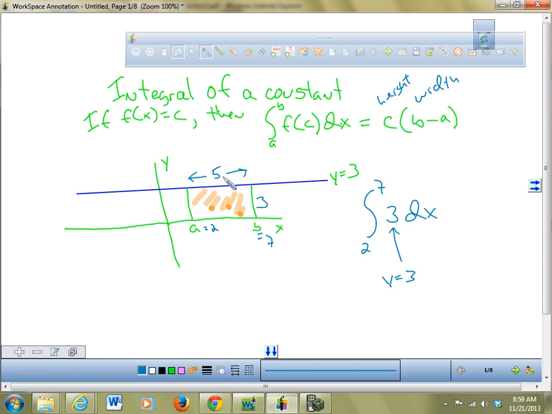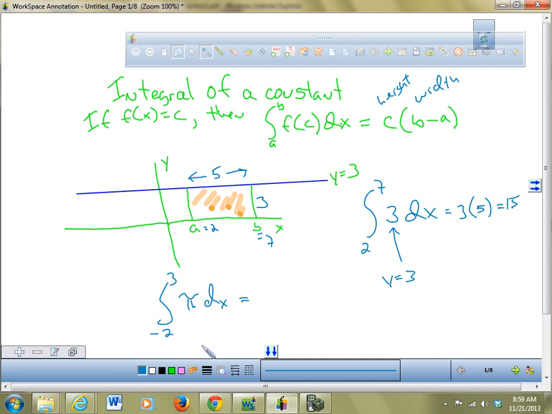3, okay? And so that is going to be equal to 3 times 7 minus 2, which is 5, which is 15. And that's physically what that means, okay? The area under that curve means you're finding this area. So if I said, what's the integral from negative 2 to 3 of pi dx? Well, what would that be?